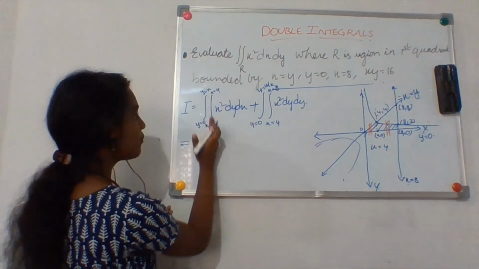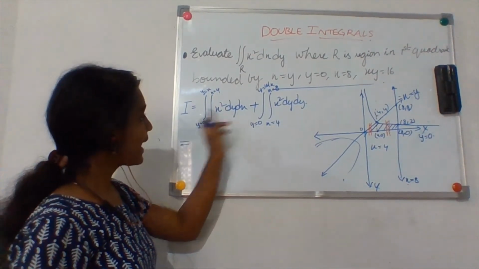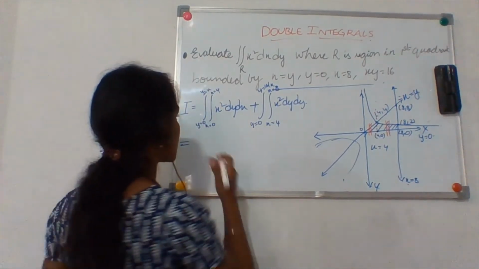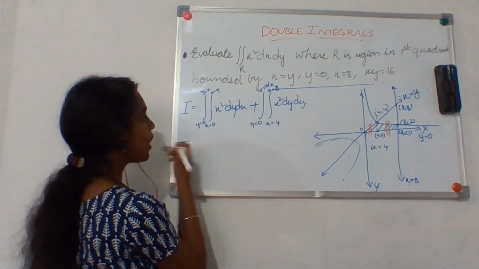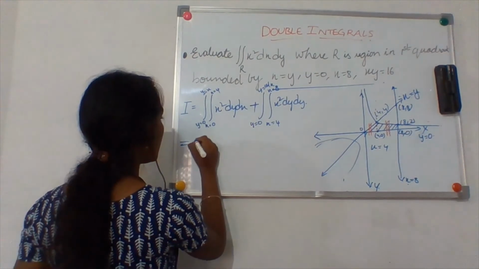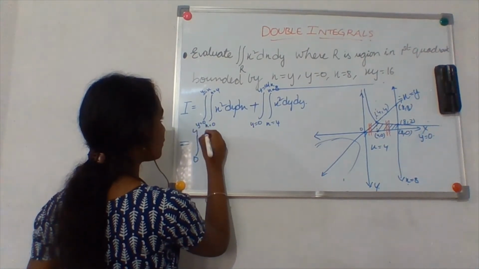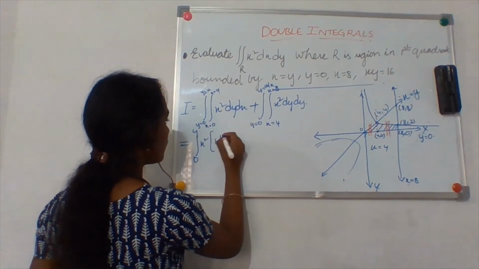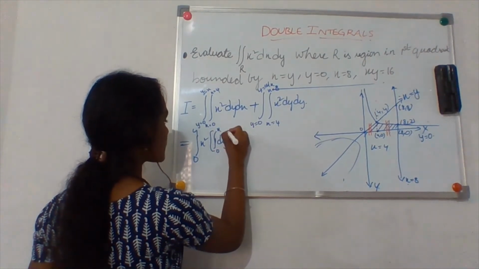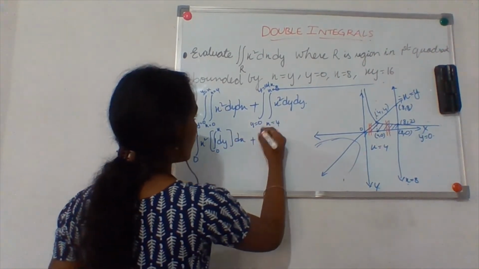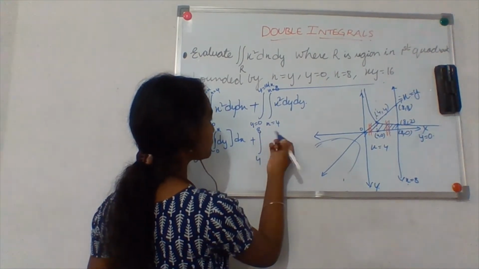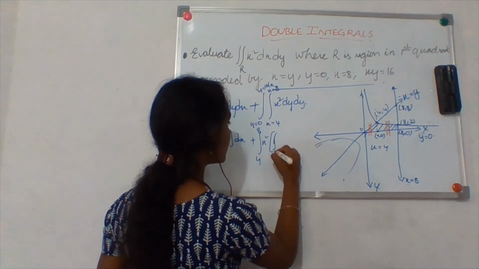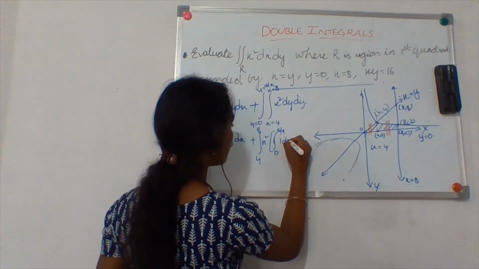How do you solve it? Since the y limit is varying, we have to solve it with respect to y first. The integral from 0 to 4, with respect to y, x square into 1 dy, that is 0 to x, dx, right? Plus here also 4 to 8, x square into the integral from 0 to 16 by x of 1 dy dx.